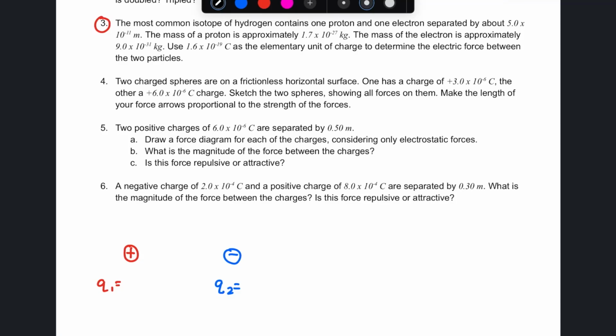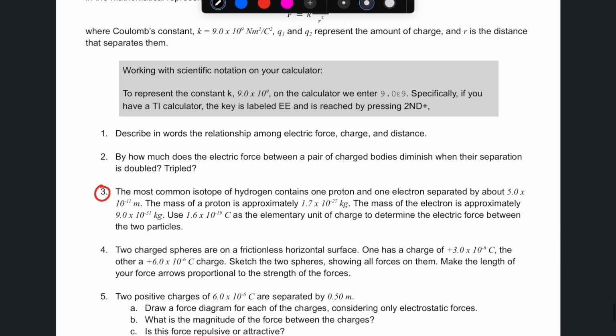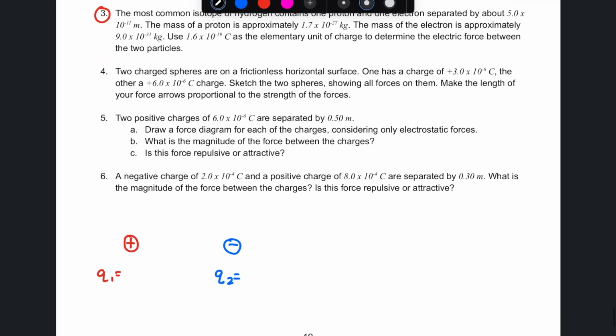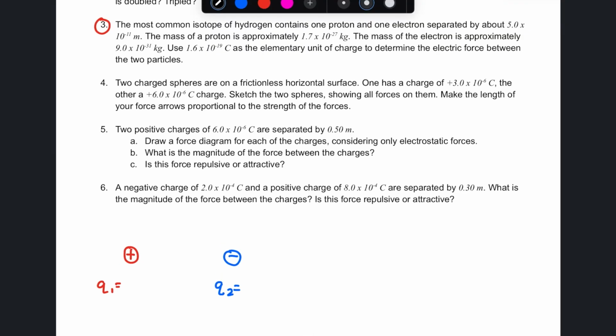The most common isotope of hydrogen contains 1 proton and 1 electron. This is question 3 from the Coulomb's law problem set. Here's how to use Coulomb's law. I've drawn a picture at the bottom of the page to illustrate the setup.